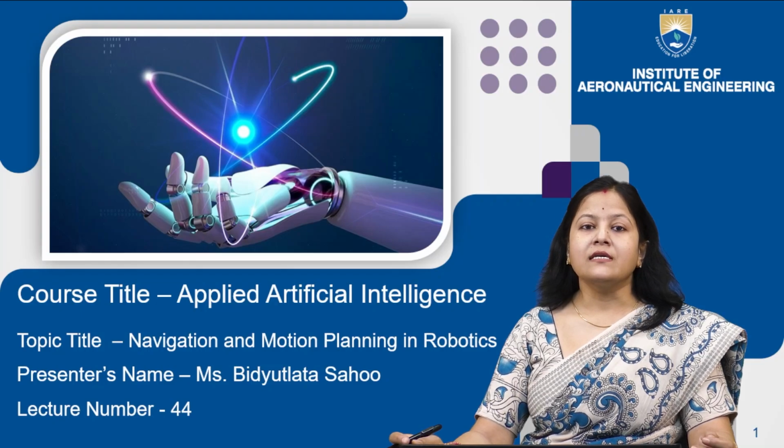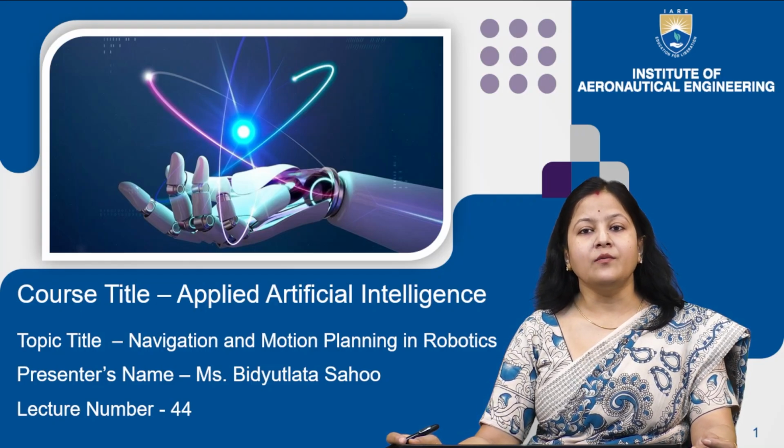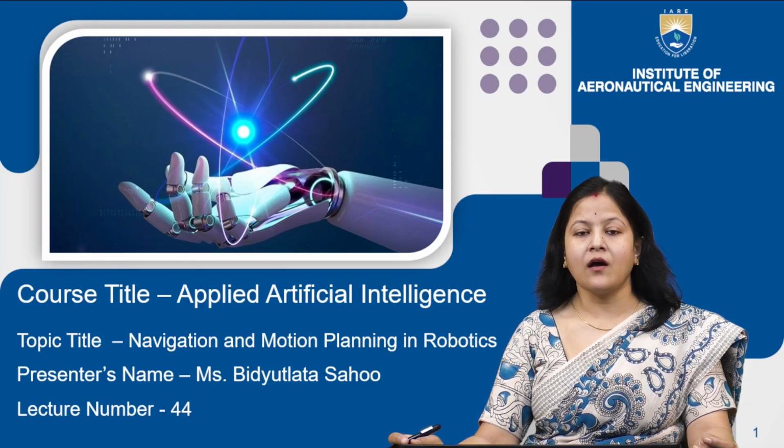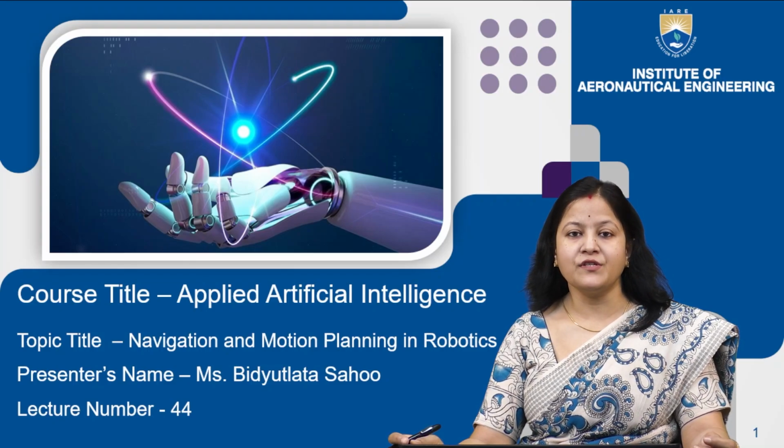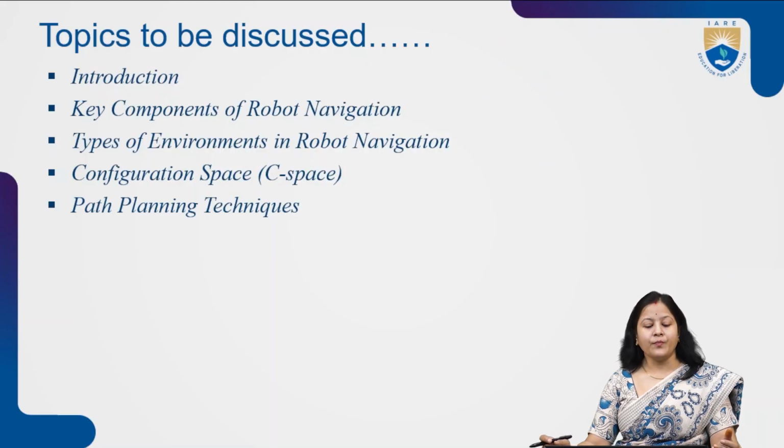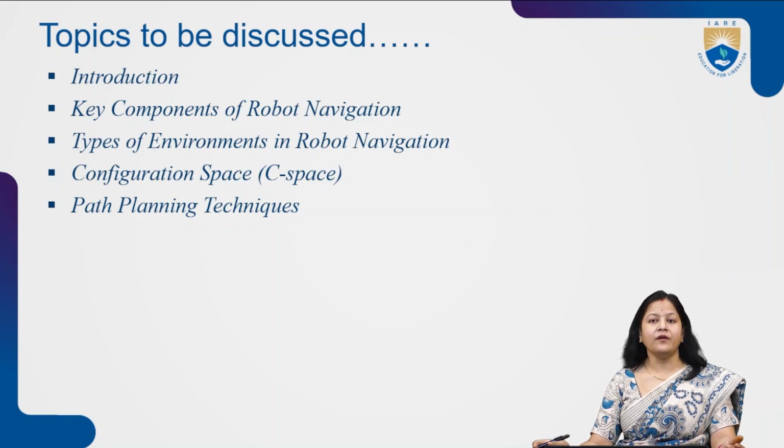Today I am going to discuss navigation and motion planning in robotics on the course Applied Artificial Intelligence. These are the topics I will discuss. First, I will introduce navigation and motion planning. What are the key components of robot navigation and different types of environment where the robot will navigate, a little bit of concept about the configuration space, as well as two different techniques for path planning.